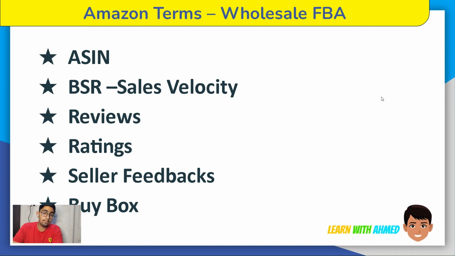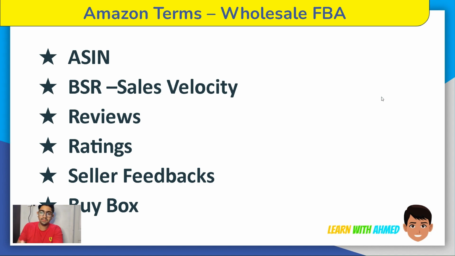Like there is a parent ASIN for the parent listing and an individual ASIN for different variations of that. And BSR is actually bestseller rank. It is related to sales velocity. So sales velocity is how much you get sales. So BSR is the bestseller rank. It is the ranking of Amazon. Each category has its own BSR system.